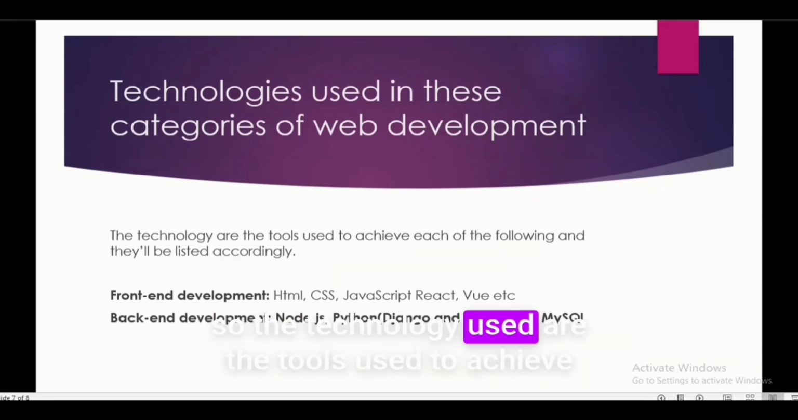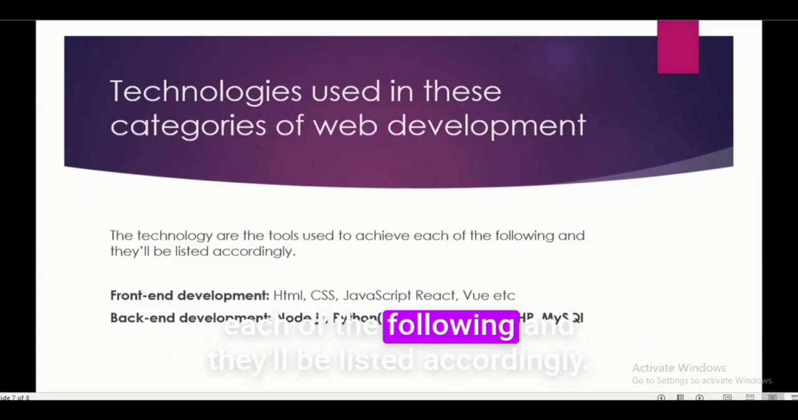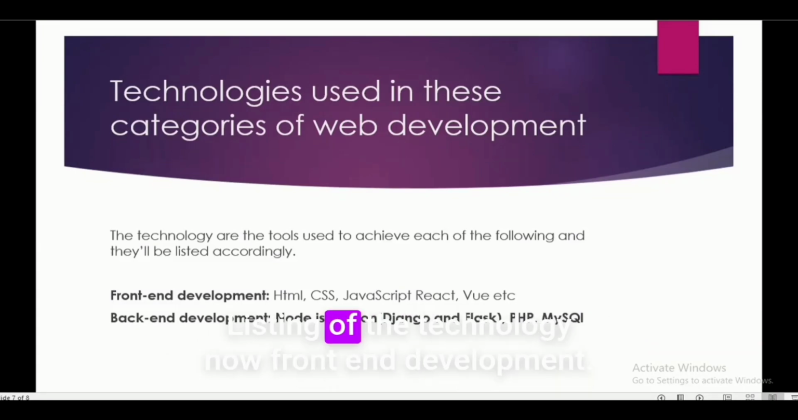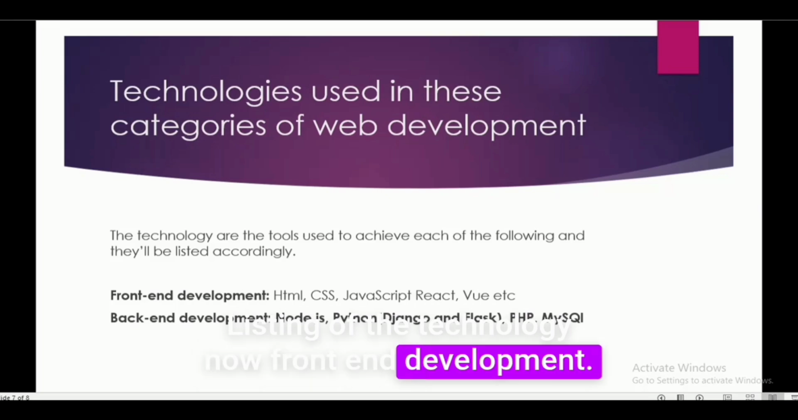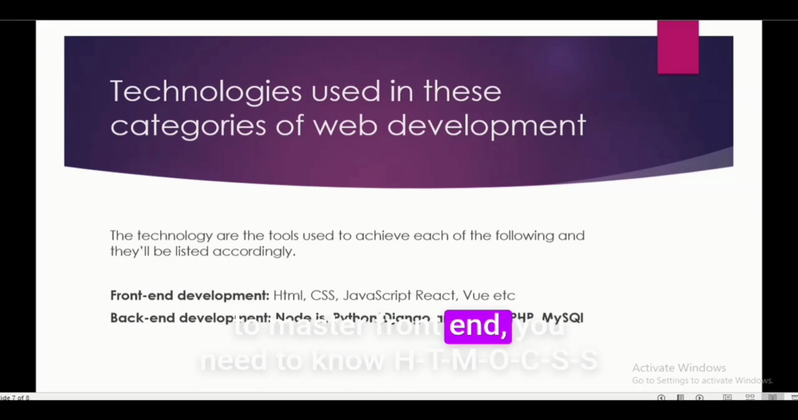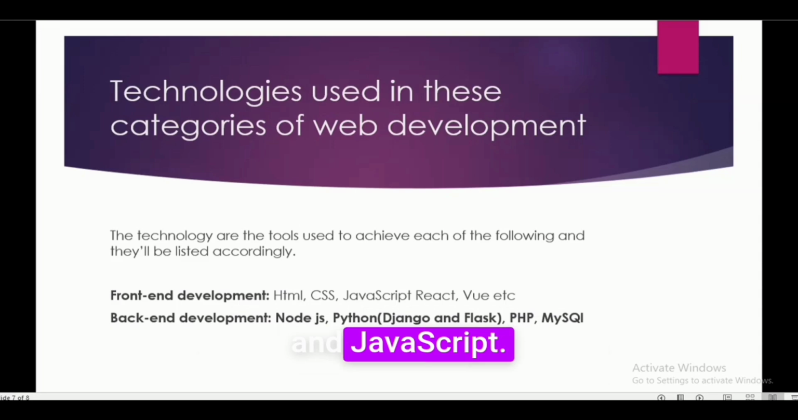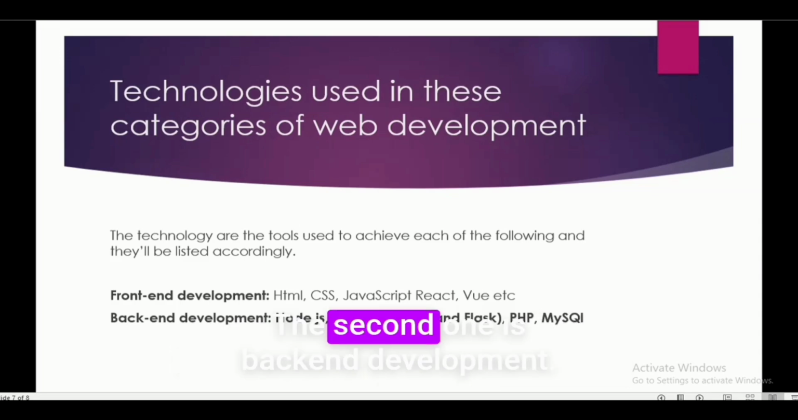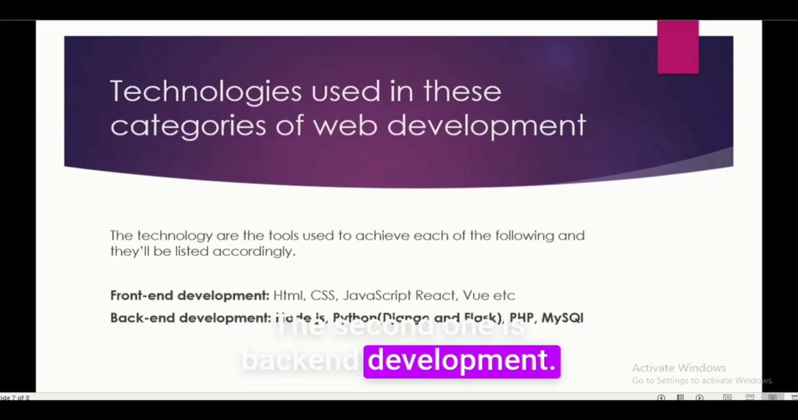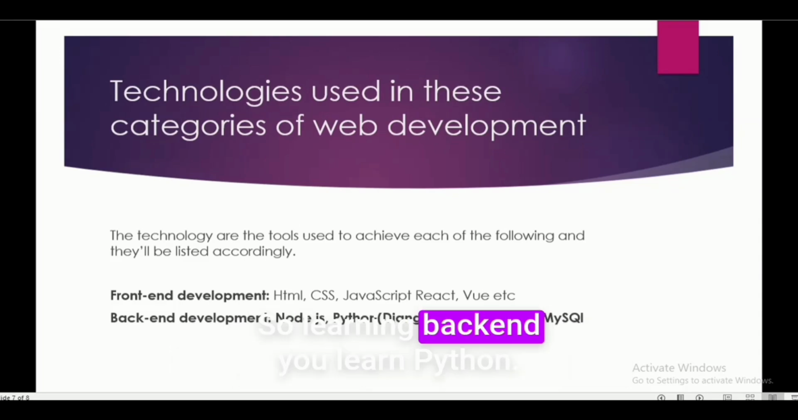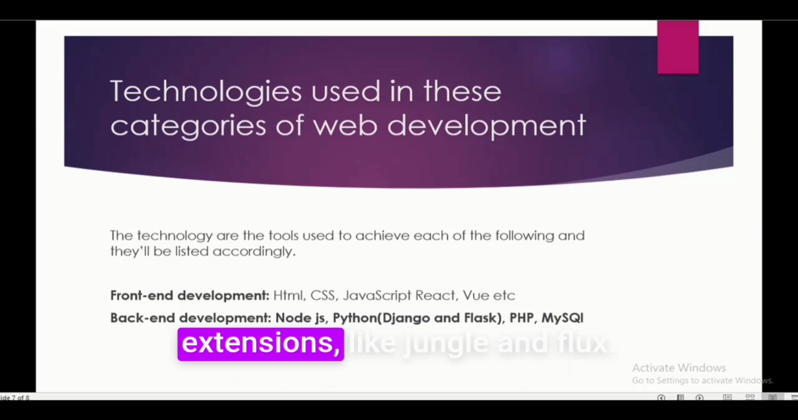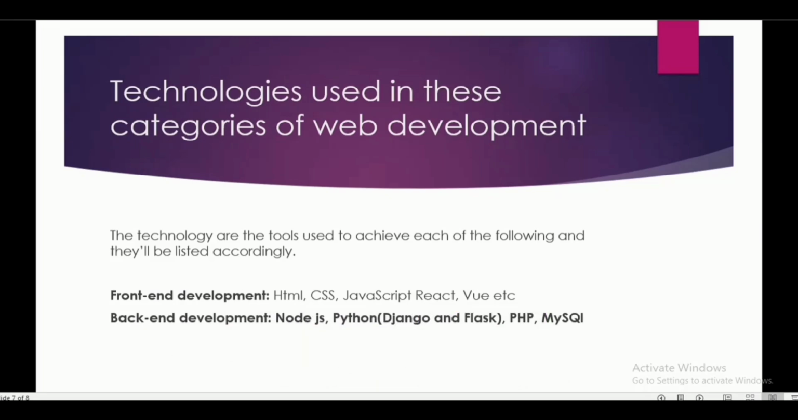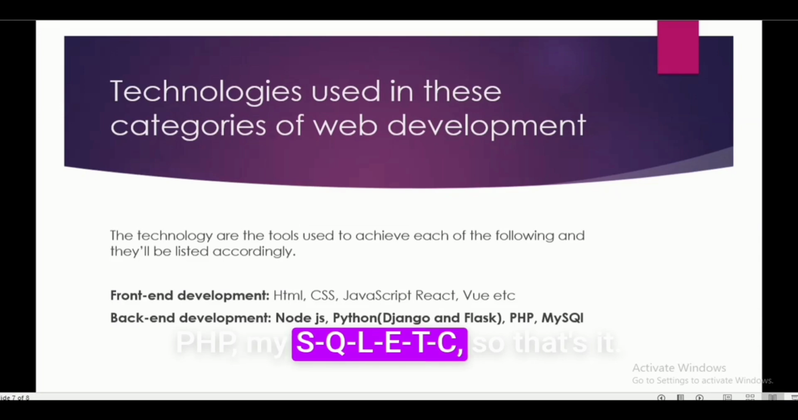Now, the technologies used in these categories of web development. The technologies are the tools used to achieve each of them, and they will be listed accordingly. For front-end development, to master it you need to know HTML, CSS, and JavaScript. You can add React and Vue to it, and some other languages. The second one is back-end development. To learn back-end, you learn Python, extensions like Django and Flask, PHP, MySQL, etc.